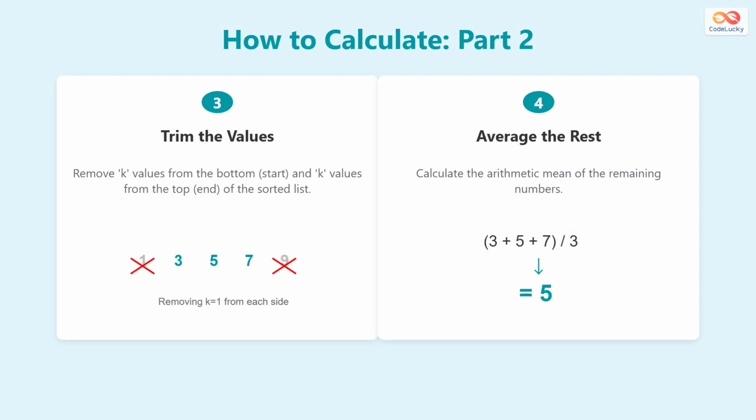Once you have K, step 3 is to physically remove that many numbers from the start of your list and the same number from the end of your list. Finally, step 4 is to take the remaining numbers, the ones in the middle, and calculate their average just like you normally would.